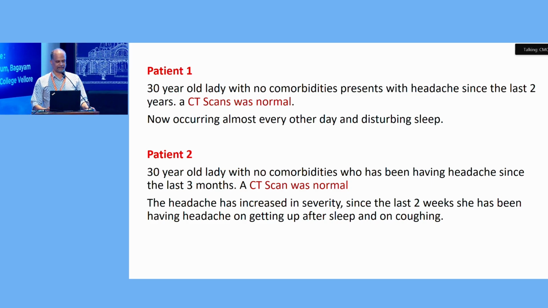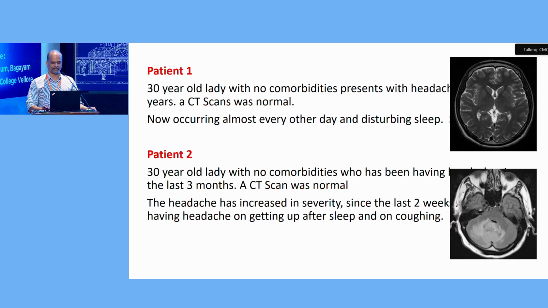The second is again a similar 30-year-old lady, again with no comorbidities and having headache since last 3 months. Again, she has done 2 CT scans, which were normal. And in the last few weeks, similar to the first lady, her headache has increased. And even on getting up, she's been having headache since the last 2 weeks. So what is the difference between these two patients who come with headache?